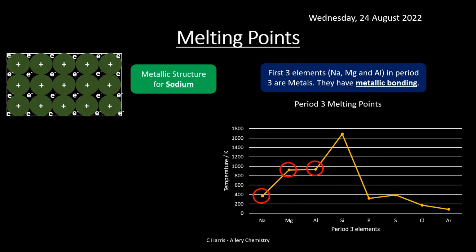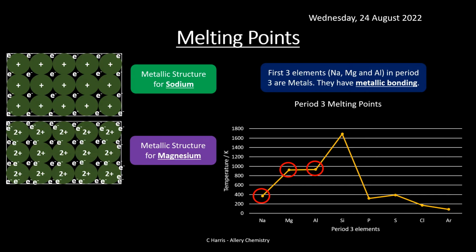If we look at sodium, remember metallic bonding has the positive metal ions in the middle, and the sea of electrons that coat those metal ions. And it's that attractive force between the positive metal ions and the negative electrons that gives rise to a metallic bond. Now, if we look at the same one for magnesium, you can see we've got a 2+ charge instead, with a lot more electrons floating around.